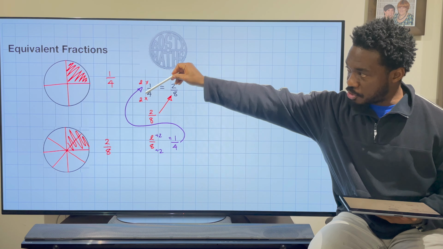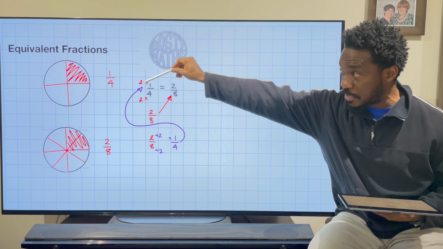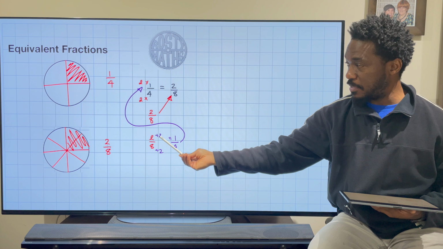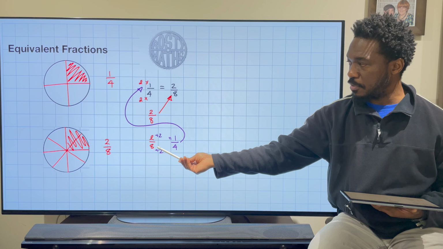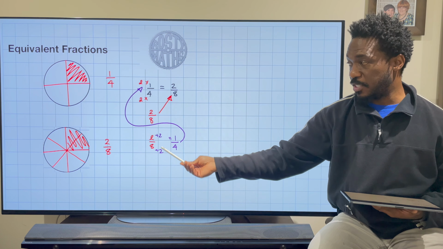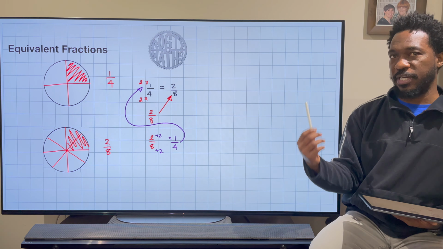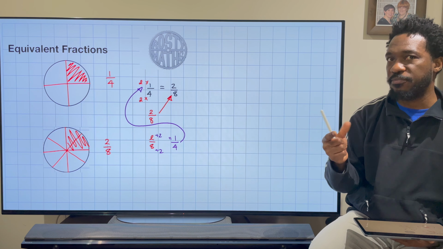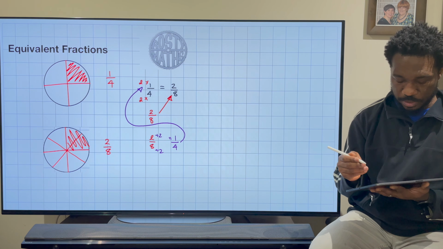But whatever I chose to do there, I have to do the same. I have to use the same factor at the top. And it's the same thing down here. I've chosen to divide by 2. But when I chose to divide by 2, I have to do both the numerator and the denominator divided by 2. You can't pick a different number. Okay? All right, let's look at some examples that we can do together then.